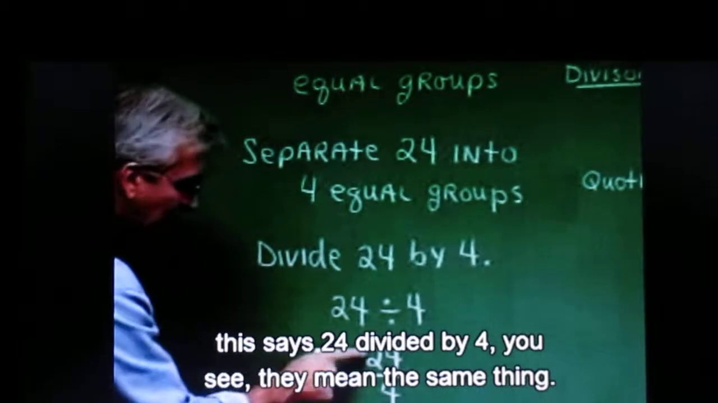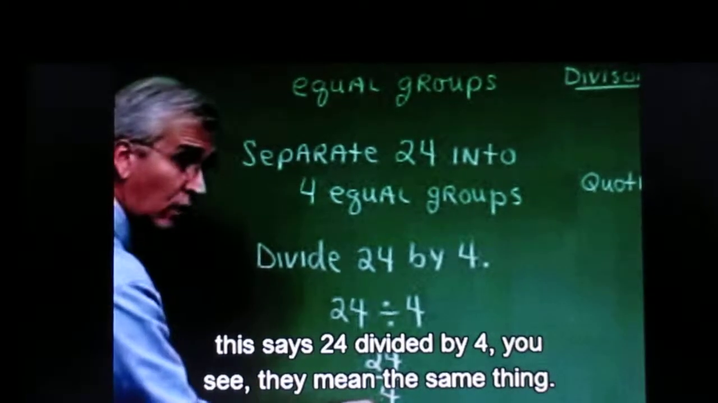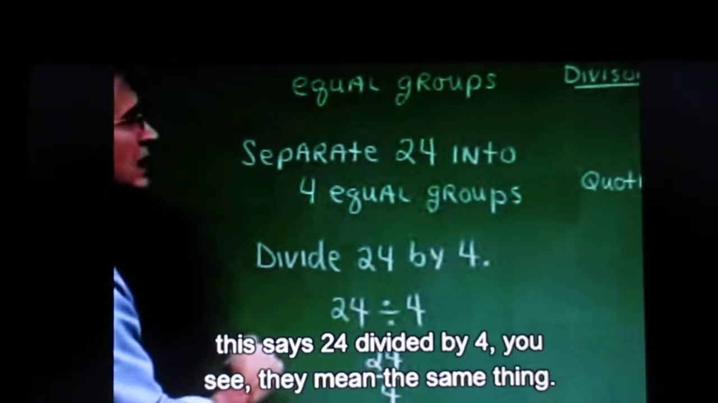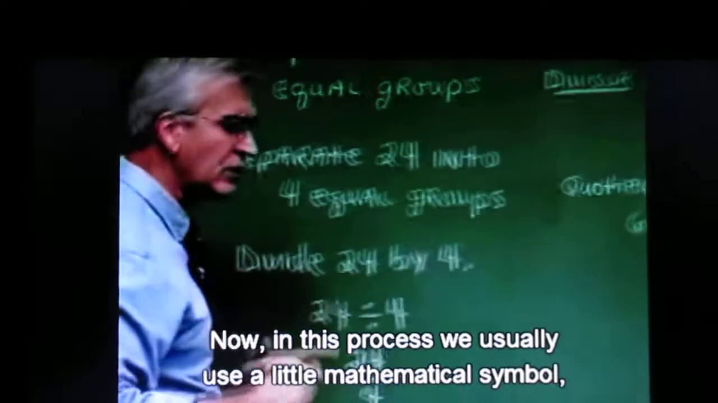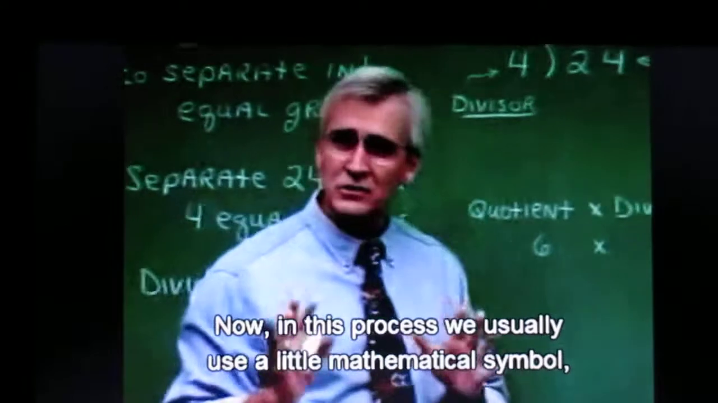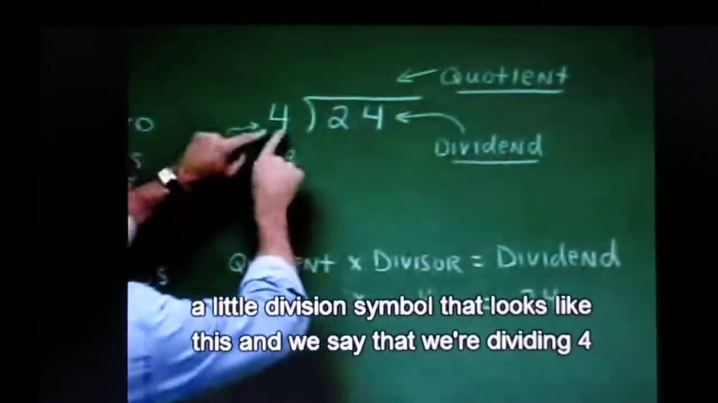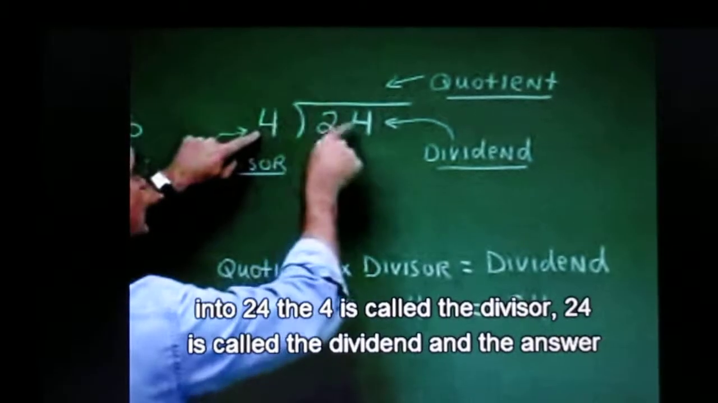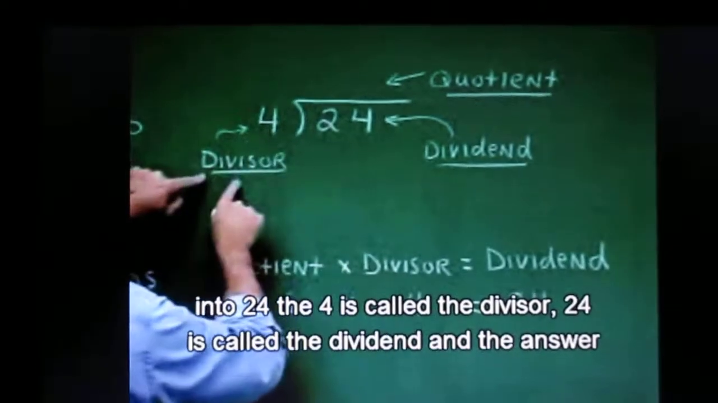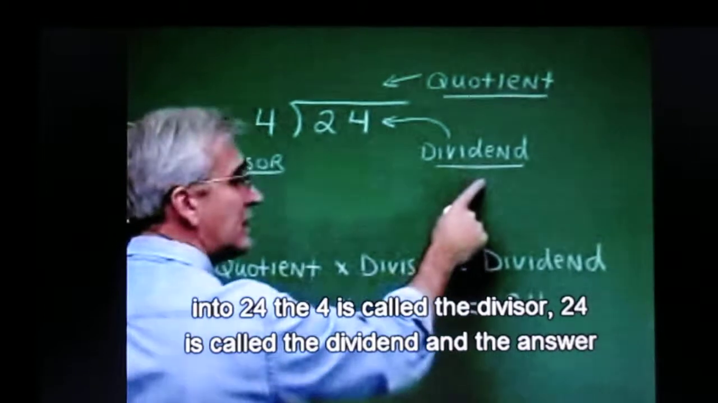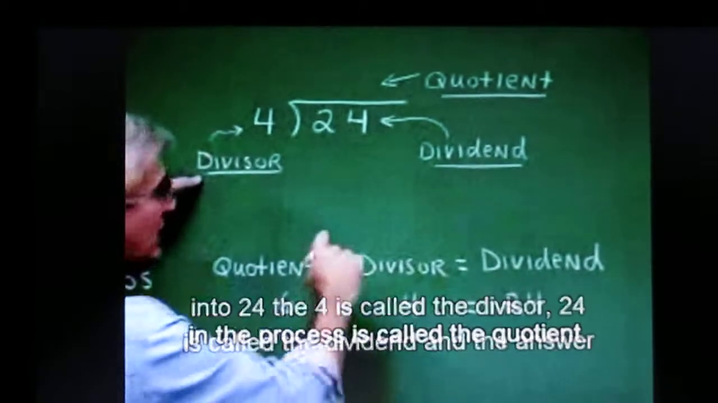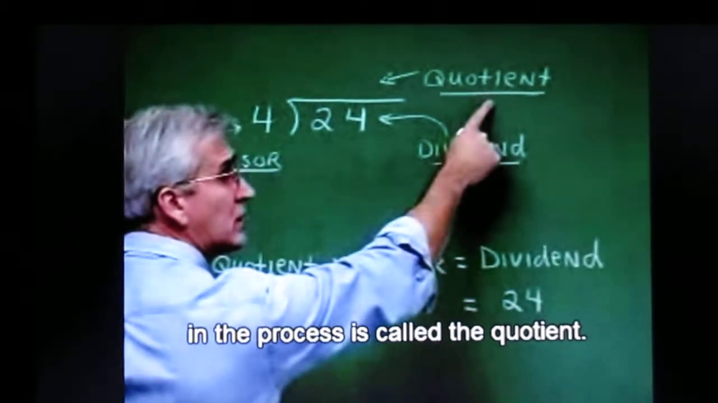This says 24 divided by 4. You see, they mean the same thing. Now, in this process, we usually use a little mathematical symbol, a little division symbol. It looks like this, and we say that we're dividing 4 into 24. The 4 is called the divisor. 24 is called the dividend, and the answer in the process is called the quotient.